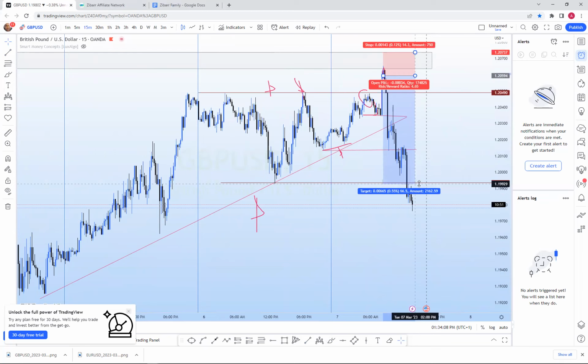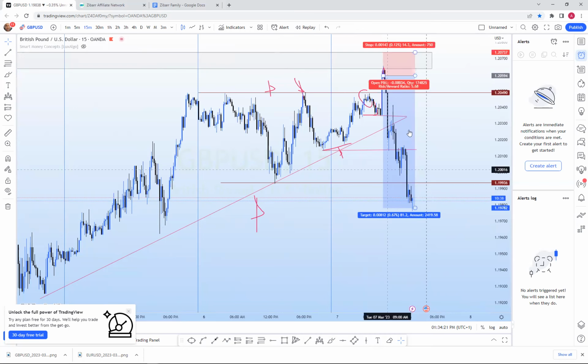And of course the market came down to give a whopping 1:6. That's about 80 pips for other traders around the world who saw the trade and were able to catch the same thing. So that is basically what happened on GBPUSD this morning.